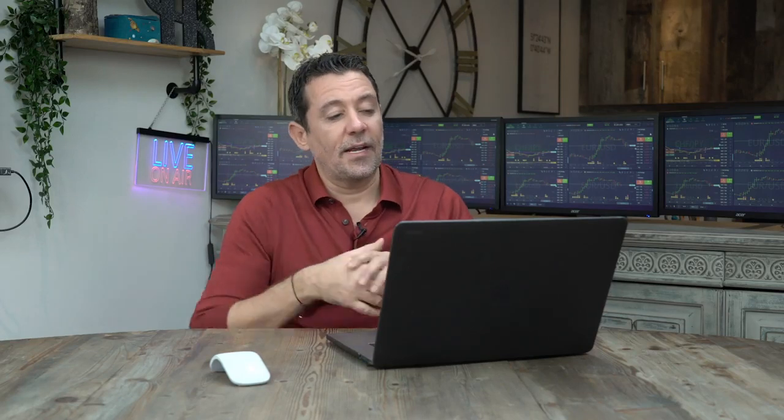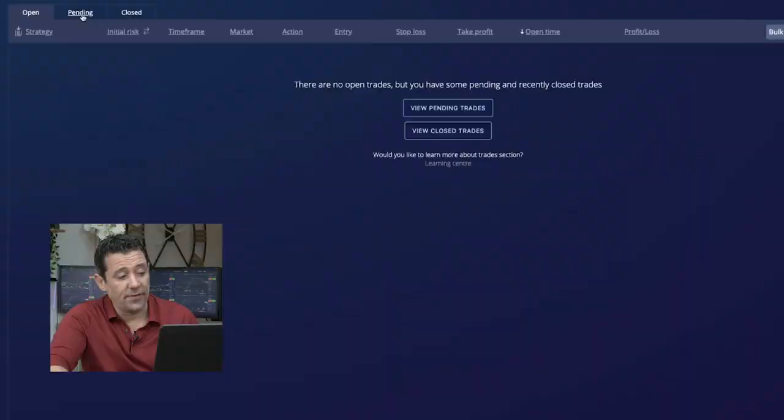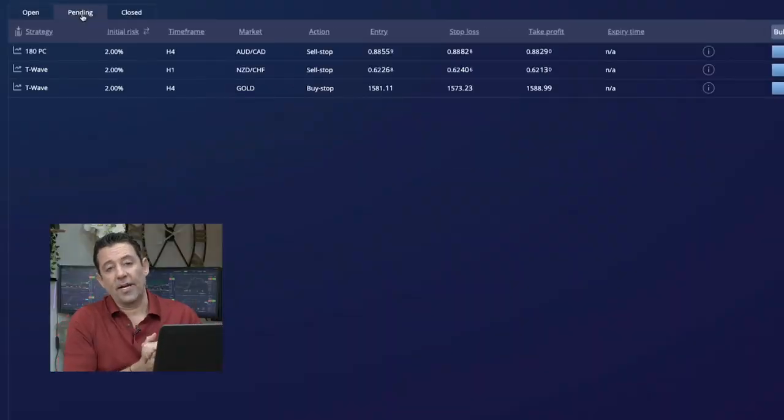Okay, so we've placed some trades now. Let's go back to the trades screen where I can see my pending trades. If I click on the pending tab, these are my pending trades. We'll revisit these in a few hours and see how well they're getting on.